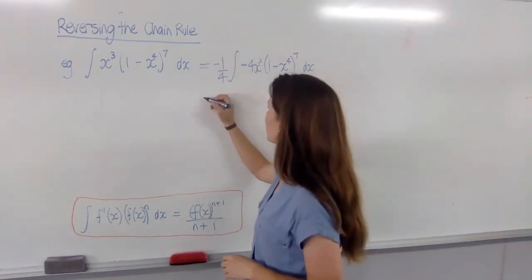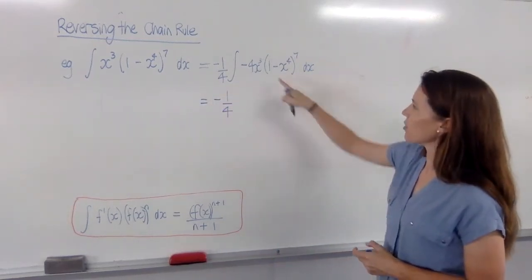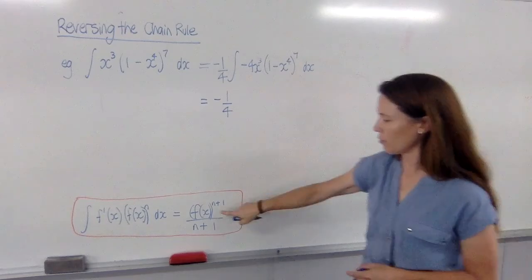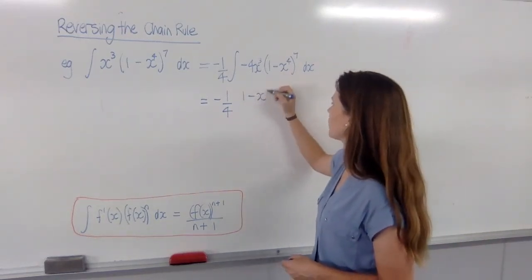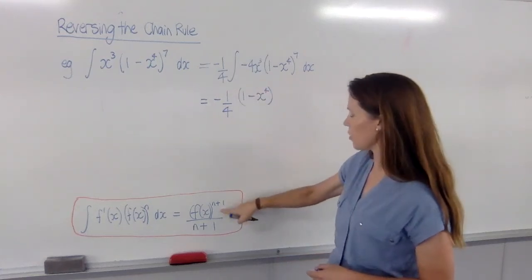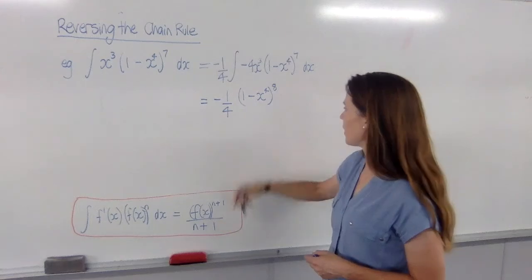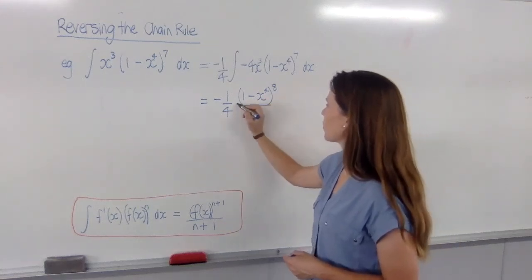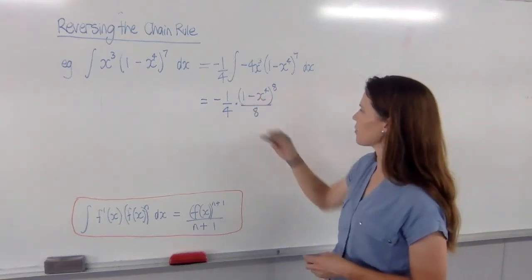So now we can go ahead and do it. We've got minus a quarter, and then we know that we need to rewrite the function. So we've got 1 minus x to the power of 4, all raised to the power of something a little bit bigger than 7, which is 8. And then we need to divide by the new power, which is 8. So we've got minus a quarter. You can use a dot for your multiplying in there if you want to, or a times sign.